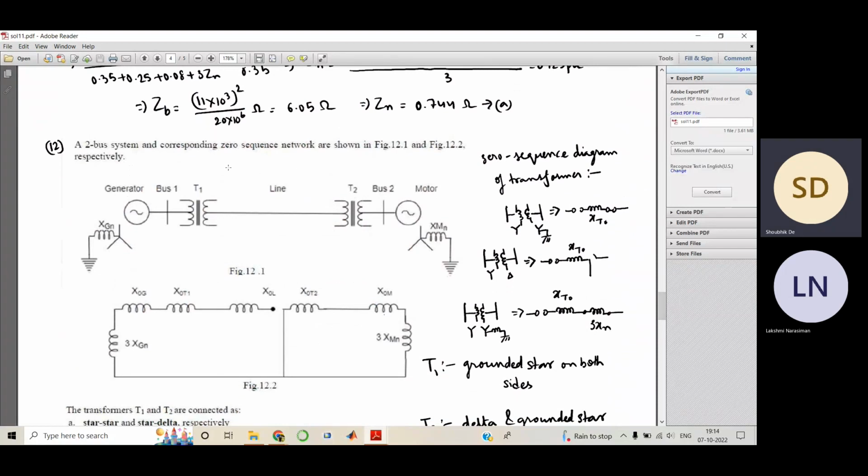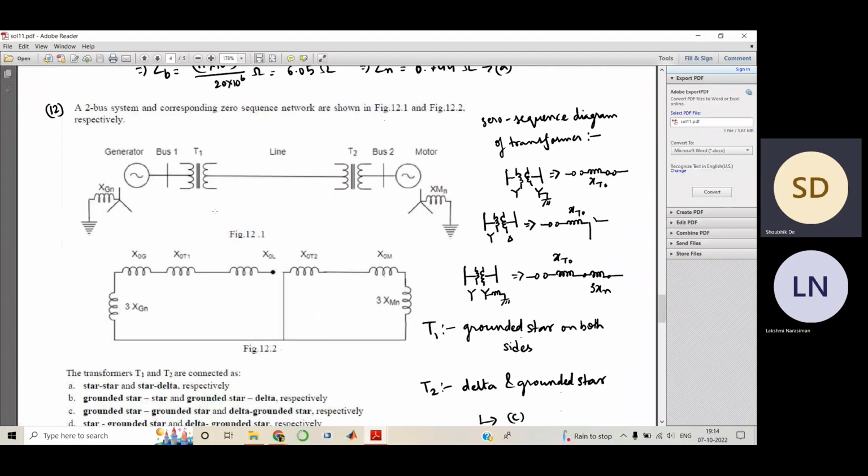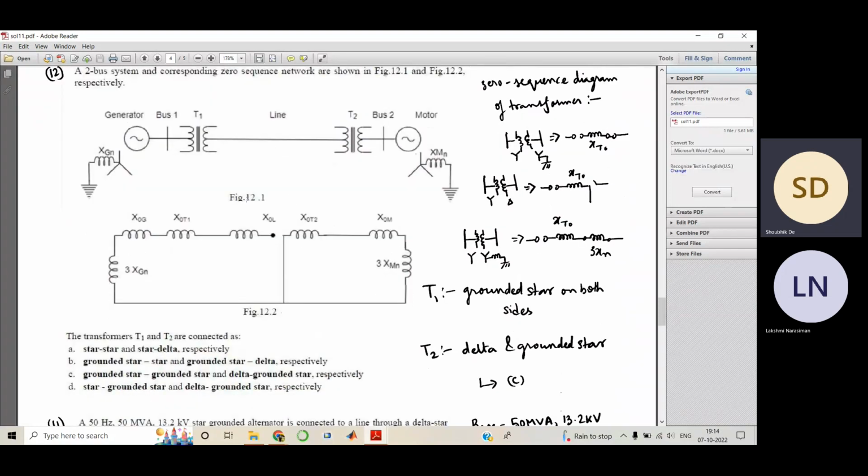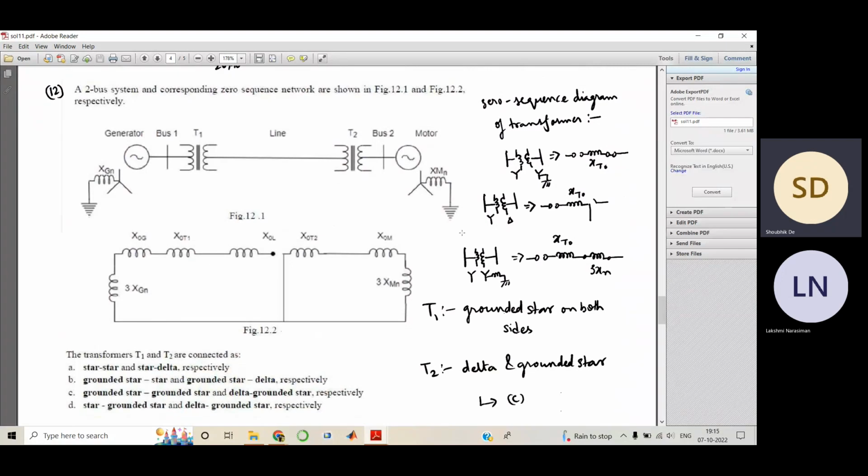So here they have a two bus system, a power system in 12.1, and its zero sequence reactance diagram is shown in 12.2. Here you see that there are two transformers, T1 and T2. They ask that looking at the zero sequence reactance diagram, what would be the type of the transformers T1 and T2? Is it delta star, or star star, or star delta? For finding this out, it is very easy.